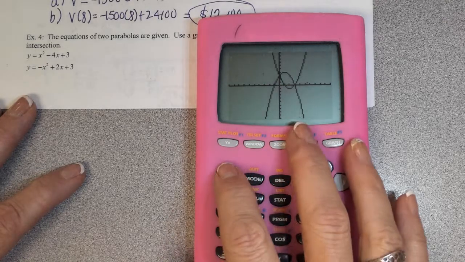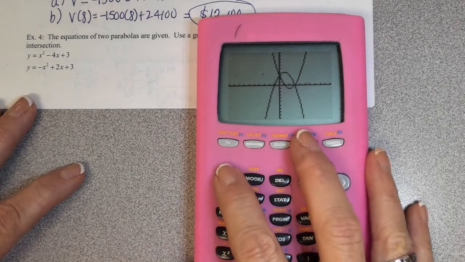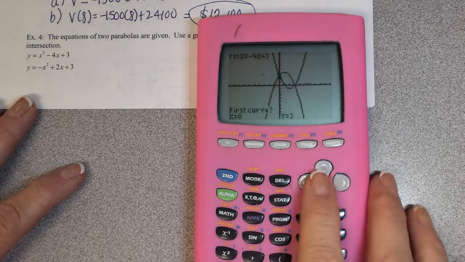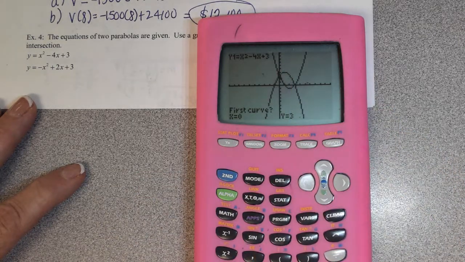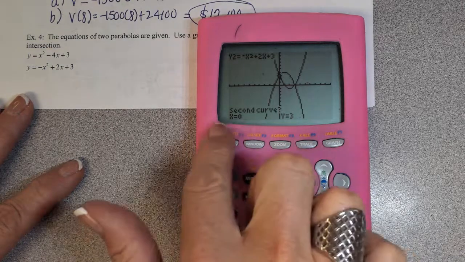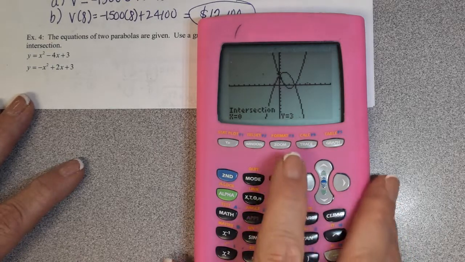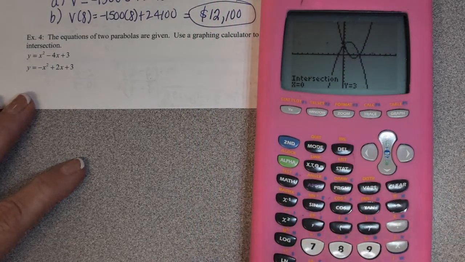How do I get the points of intersection? I go to what? Second, trace, intersection. Okay, I'll find the first one. I got to be close to it. I am. So now I can just hit enter for my first curve. Is my second curve y2? Yes. Hit enter. Do I want it to guess? Yeah. I don't really want it to guess. I want it to give me the answer. 0, 3.